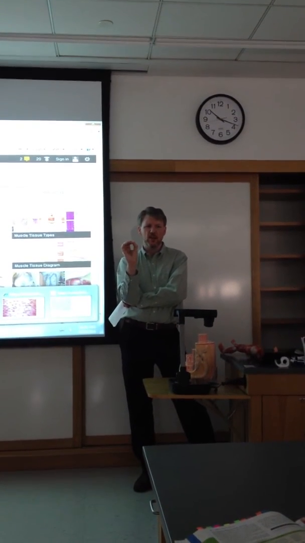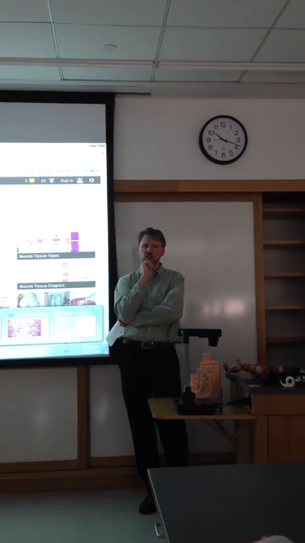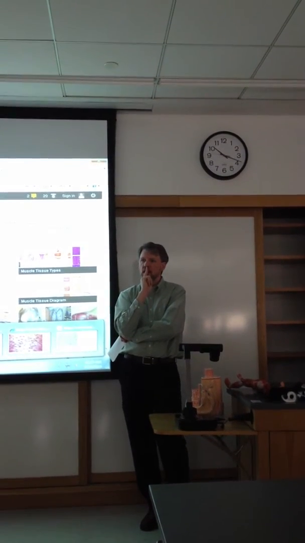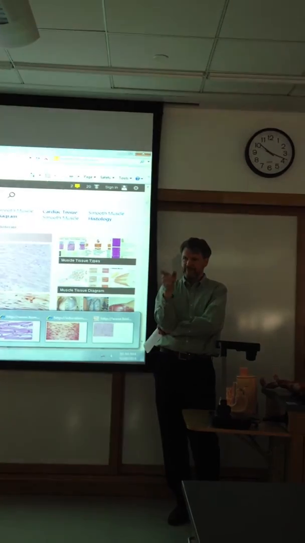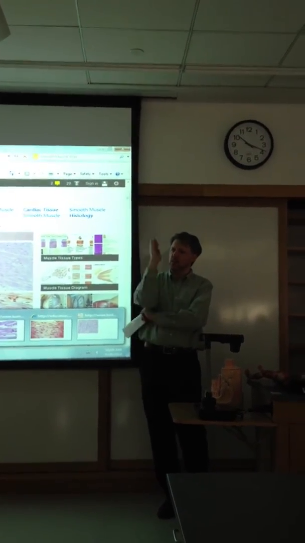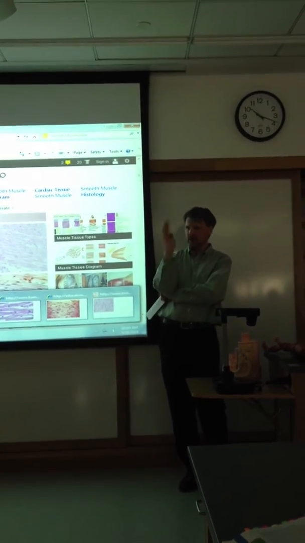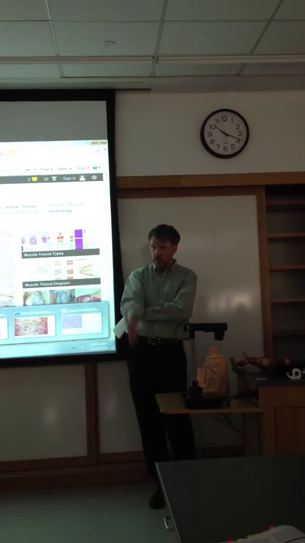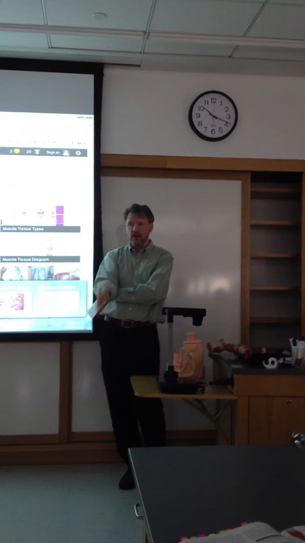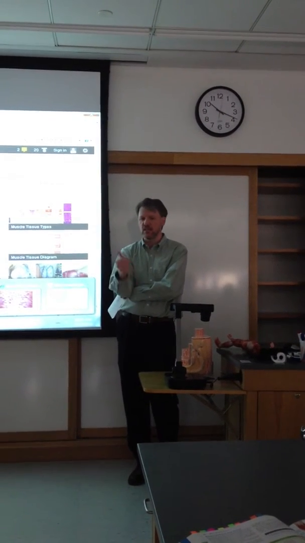Does anyone remember the other characteristic you see in cardiac muscle tissue? Intercalated discs? There are gap junctions in there that connect the cells. All right, that's another tip-off.